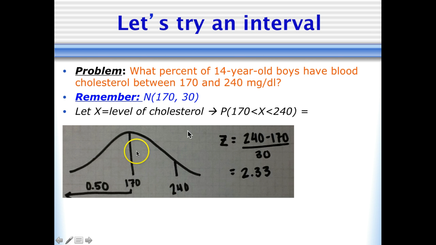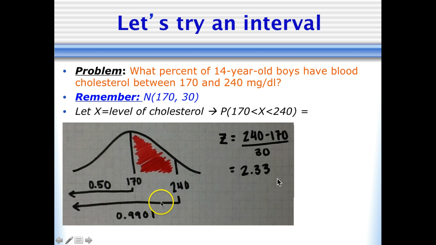So I've drawn my picture, identifying 170 as my center and 240 as falling above it. Now, since 170 is my mean, I know the area to the left is simply 50%. If I look up the z-score for 240, which I found previously of 2.33, that tells me the area below 240 is 0.9901. If I simply want the shaded area between the two values, I can use subtraction. I can do 0.9901, take away the unshaded part that I don't want of 0.5, and that gives me 0.4901.